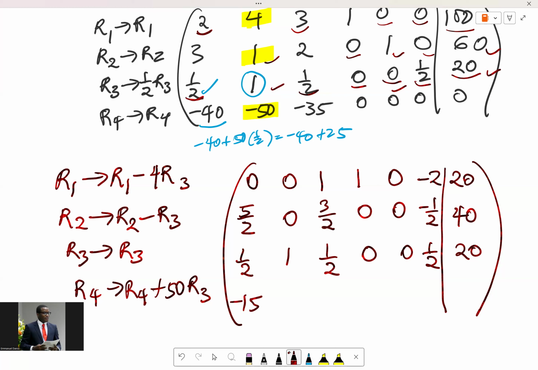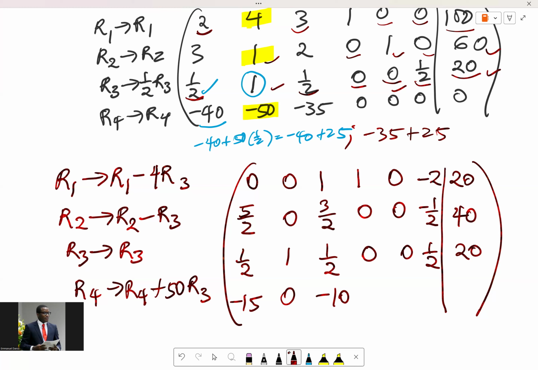Next, we have minus 50. Minus 50 plus 50 times 1, that would be 0, because that's minus 50 plus 50. Then next, we have minus 35 plus 50 times half. 50 times half is 25. That's minus 35 plus 25, that's minus 10.